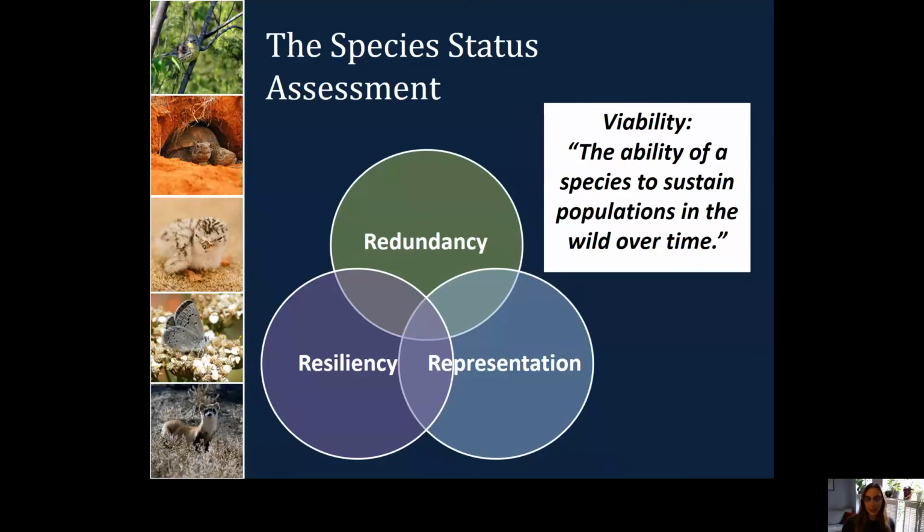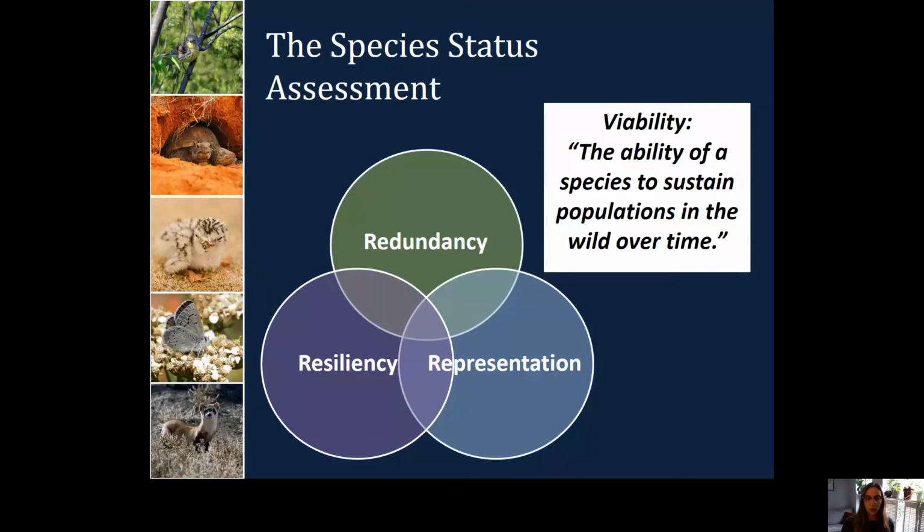In the species status assessment, we use the conservation biology principles of resiliency, redundancy, and representation to characterize the viability of the species, which is defined as the ability of the species to sustain populations in the wild over time. Resiliency refers to the ability of the species to withstand environmental and demographic stochasticity. Redundancy is the ability of the species to withstand catastrophes. And representation is the ability of the species to adapt to novel changes in their physical and biological environment.